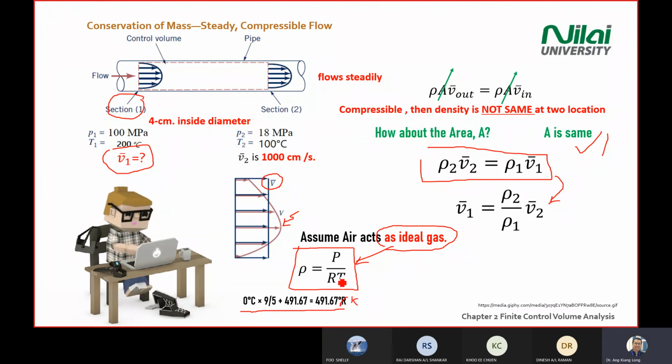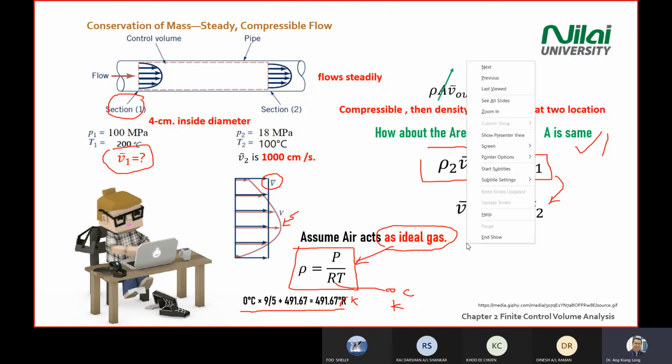So your R value, if you refer back to your thermodynamics chapter, your R value have two sets. One is in the Celsius, one is in the Kelvin unit. So if you use Celsius, you can straight away use the Celsius here. But if you use the R value of Kelvin, then you need to change accordingly.